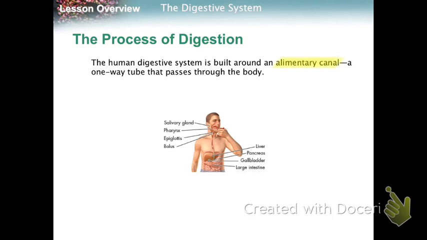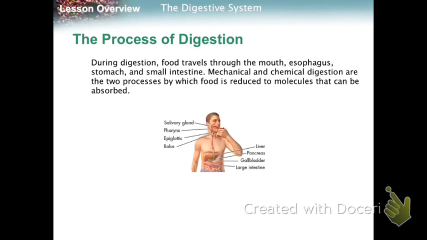The alimentary canal is the tube, the one-way tube that passes through the body. That's the digestive system. During digestion, food travels through the mouth, esophagus, stomach, and small intestine. And that's where mechanical and chemical digestion happen, and eventually gets the molecules to the point where they can be absorbed.